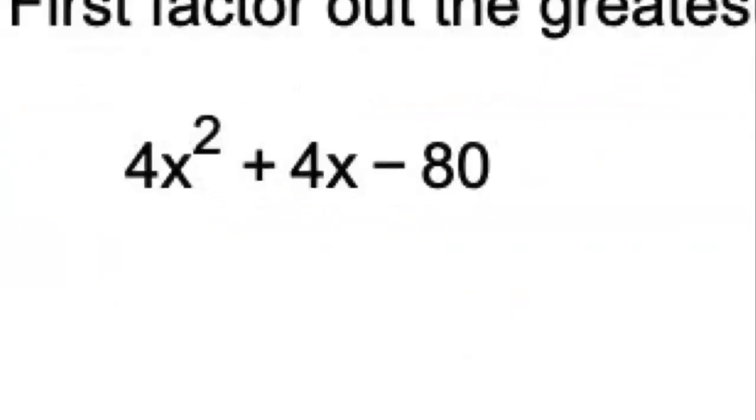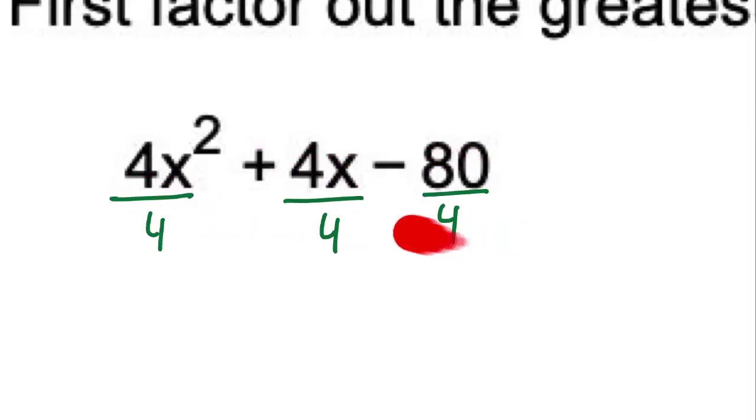So here's a shortcut for the GCF. What is the biggest number that both 4 and 80 can both be divided by? 4. The number that you're going to divide by is your GCF. Now, here's the thing. Do they both share x's? No. This has 2, this has 1, this has none. So that means the only GCF is just 4.